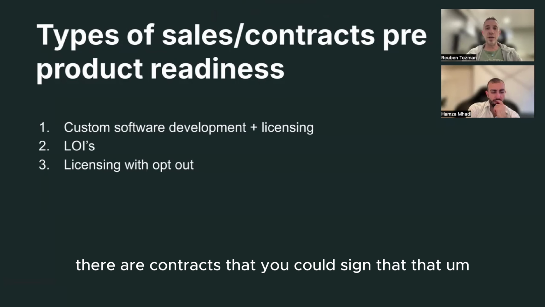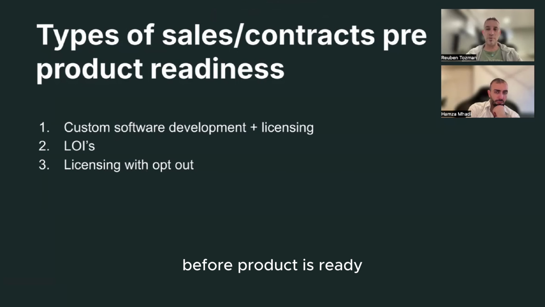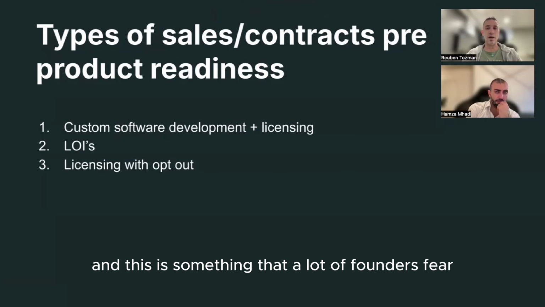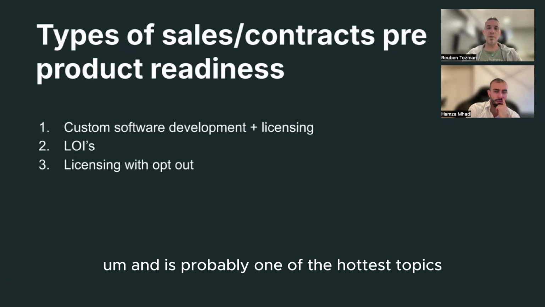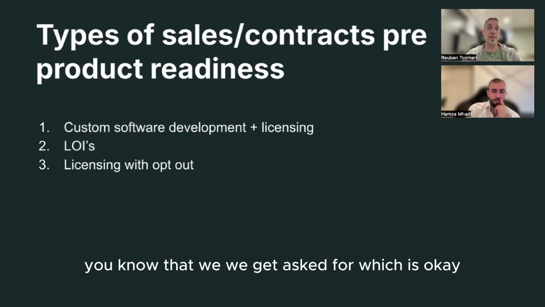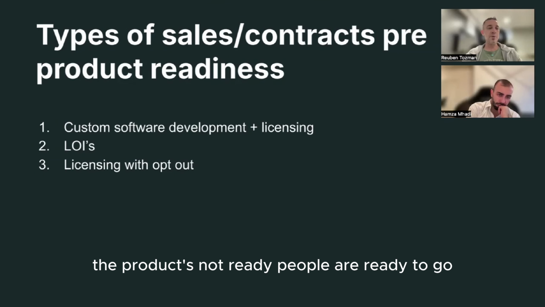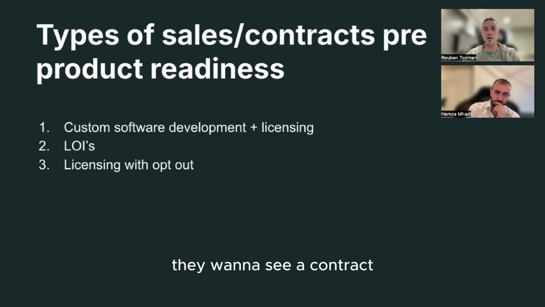There are contracts that you could sign that come before a product is ready. And this is something that a lot of founders fear, and is probably one of the hottest topics that we get asked about, which is, okay, the product's not ready, people are ready to go, they want to see a contract, what can I do?